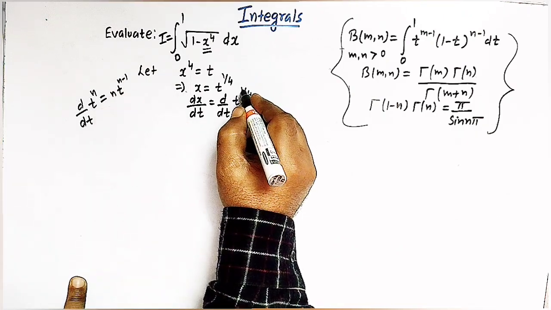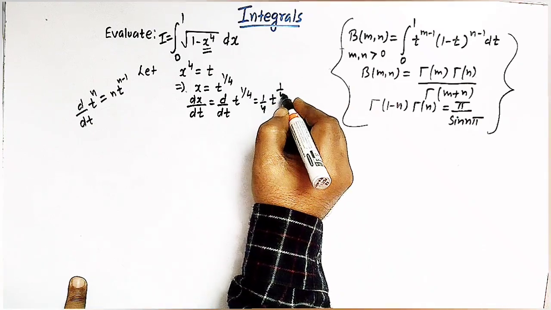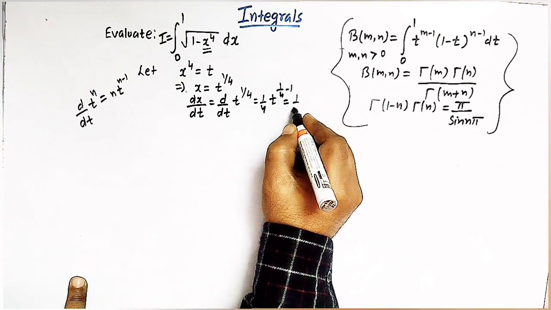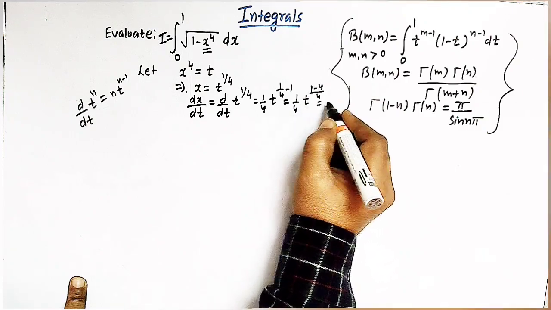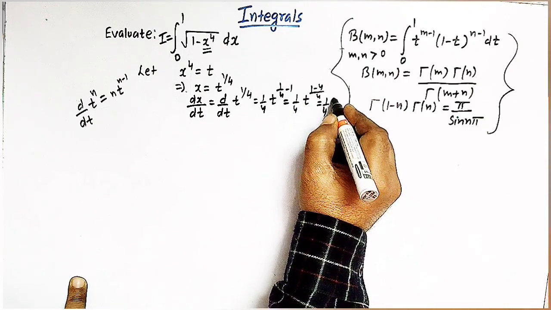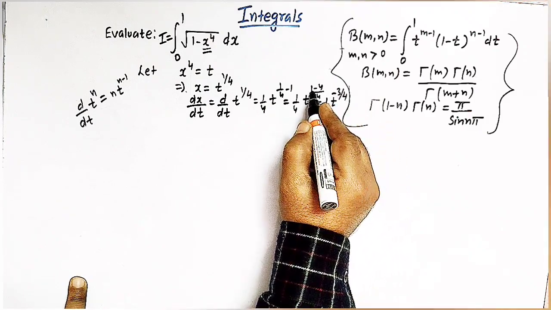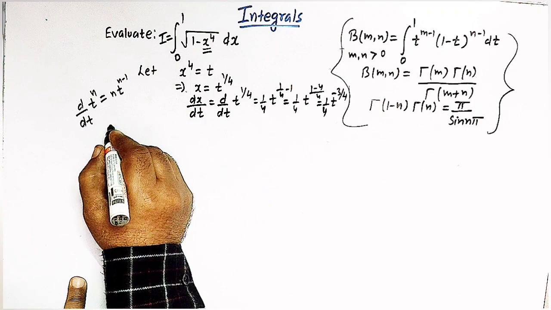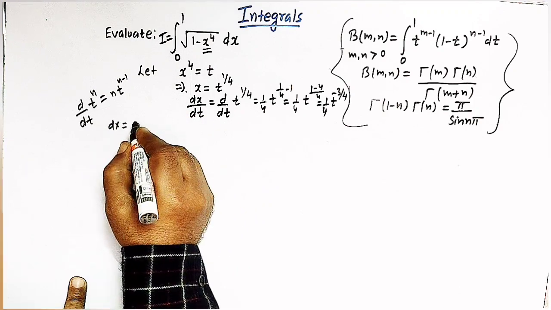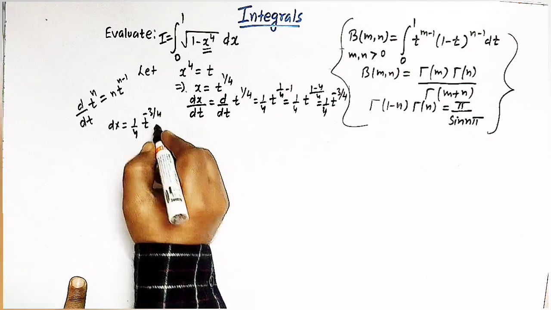So here our n is 1 over 4. So we have 1 over 4 t raised to 1 by 4 minus 1. That is 1 over 4 t raised to 1 minus 4 over 4. That is 1 over 4 t raised to minus 3 by 4. So 1 minus 4 is minus 3, right? So now let us write dx is equal to 1 over 4 t raised to minus 3 by 4, and here we have dt.